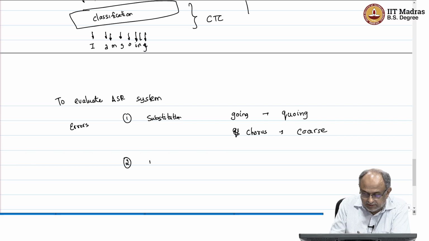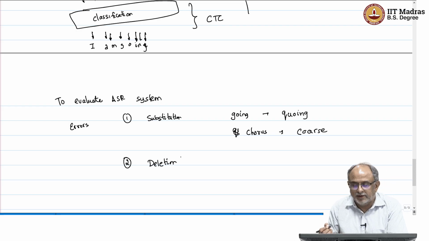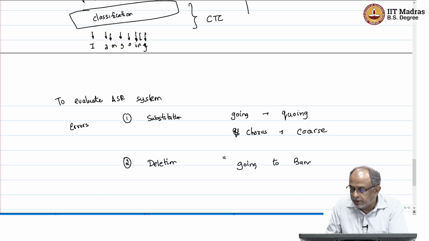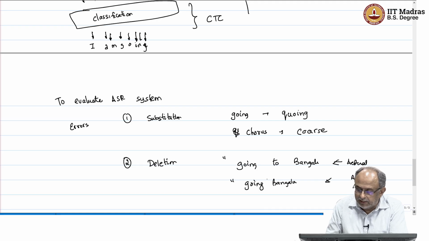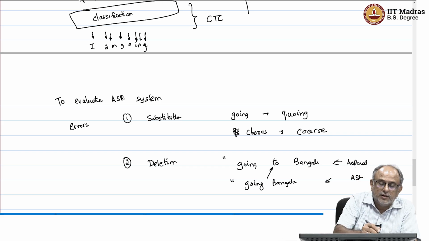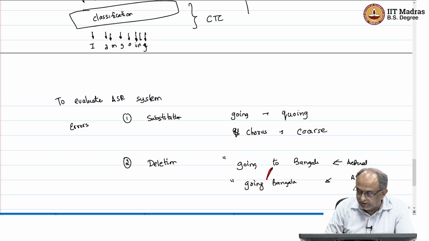The other is called a deletion error. Sometimes it might delete a word. The actual sentence is going to Bangalore, but the ASR output could be something like going Bangalore. So what happened? It deleted this word. That is another type of error that you are getting.